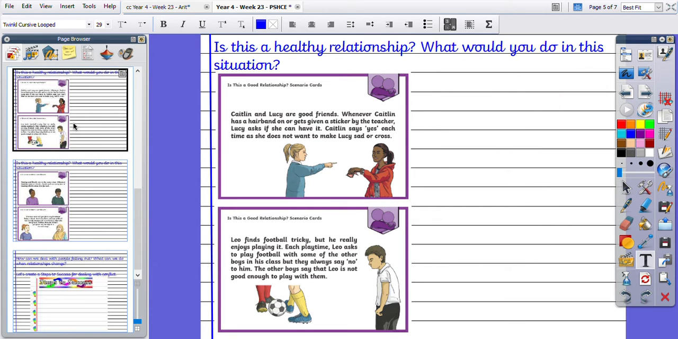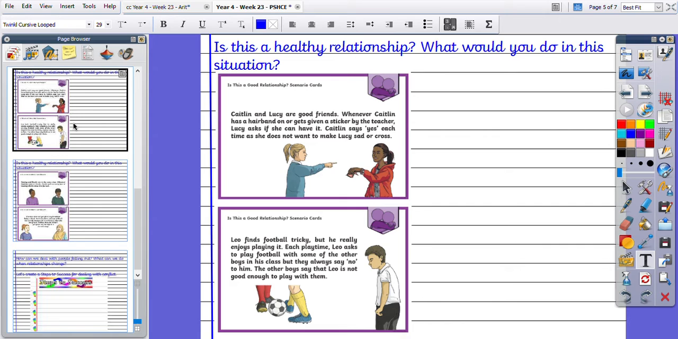Okay, so we have some scenarios and we want to think about if this is a healthy relationship and what you would do in this situation. So the first one says, Caitlin and Lucy are good friends. Whenever Caitlin has a hairband on or gets given a sticker by the teacher, Lucy asks if she can have it. Caitlin says yes each time because she does not want to make Lucy sad or cross.